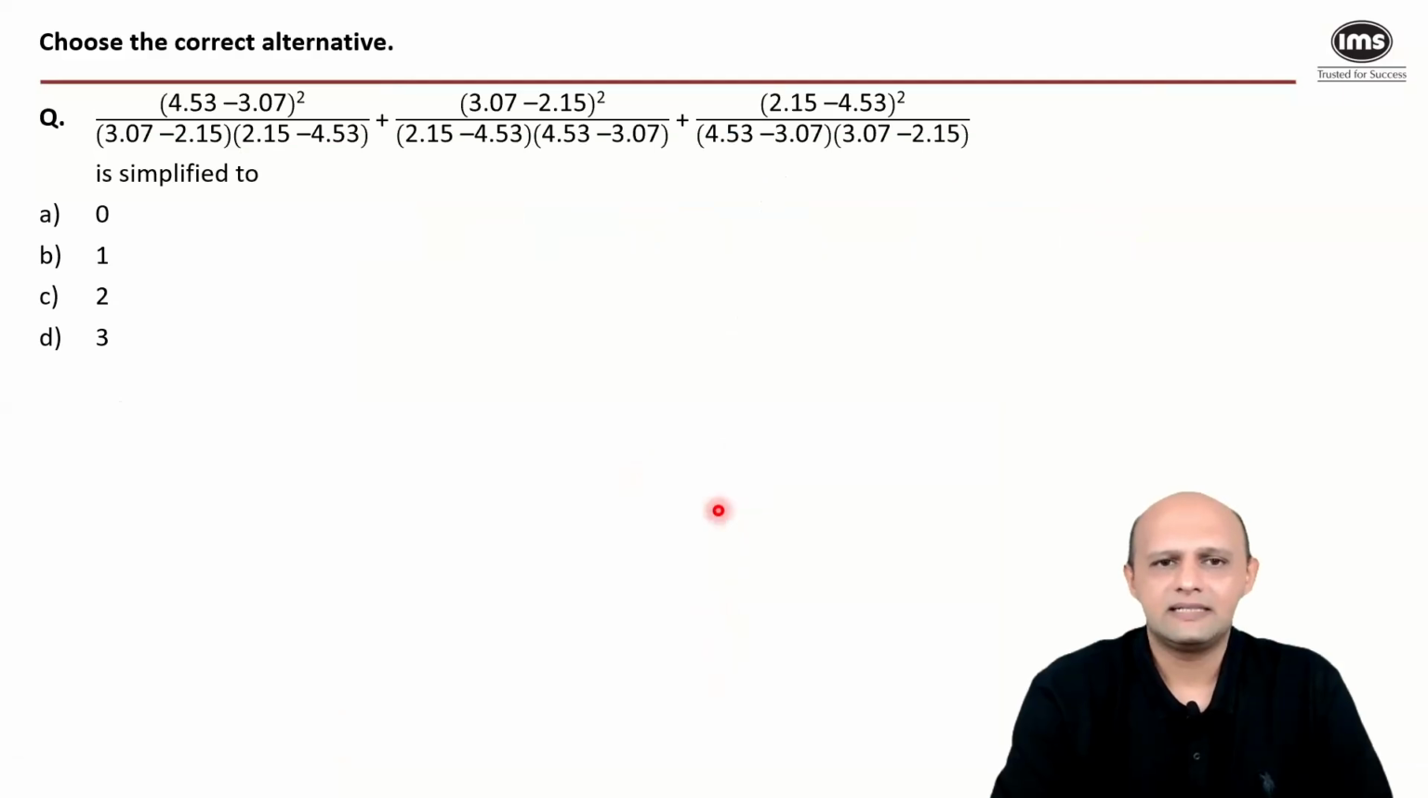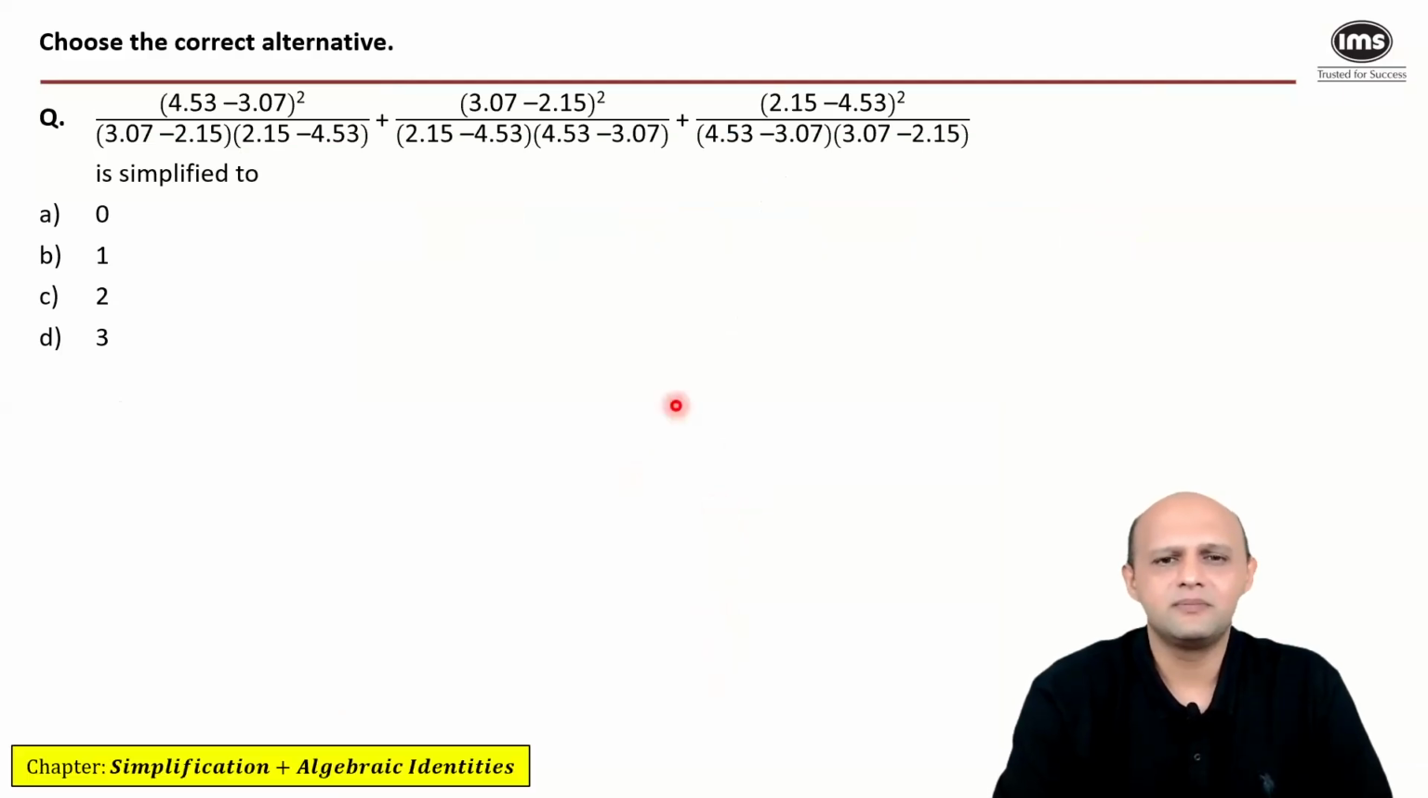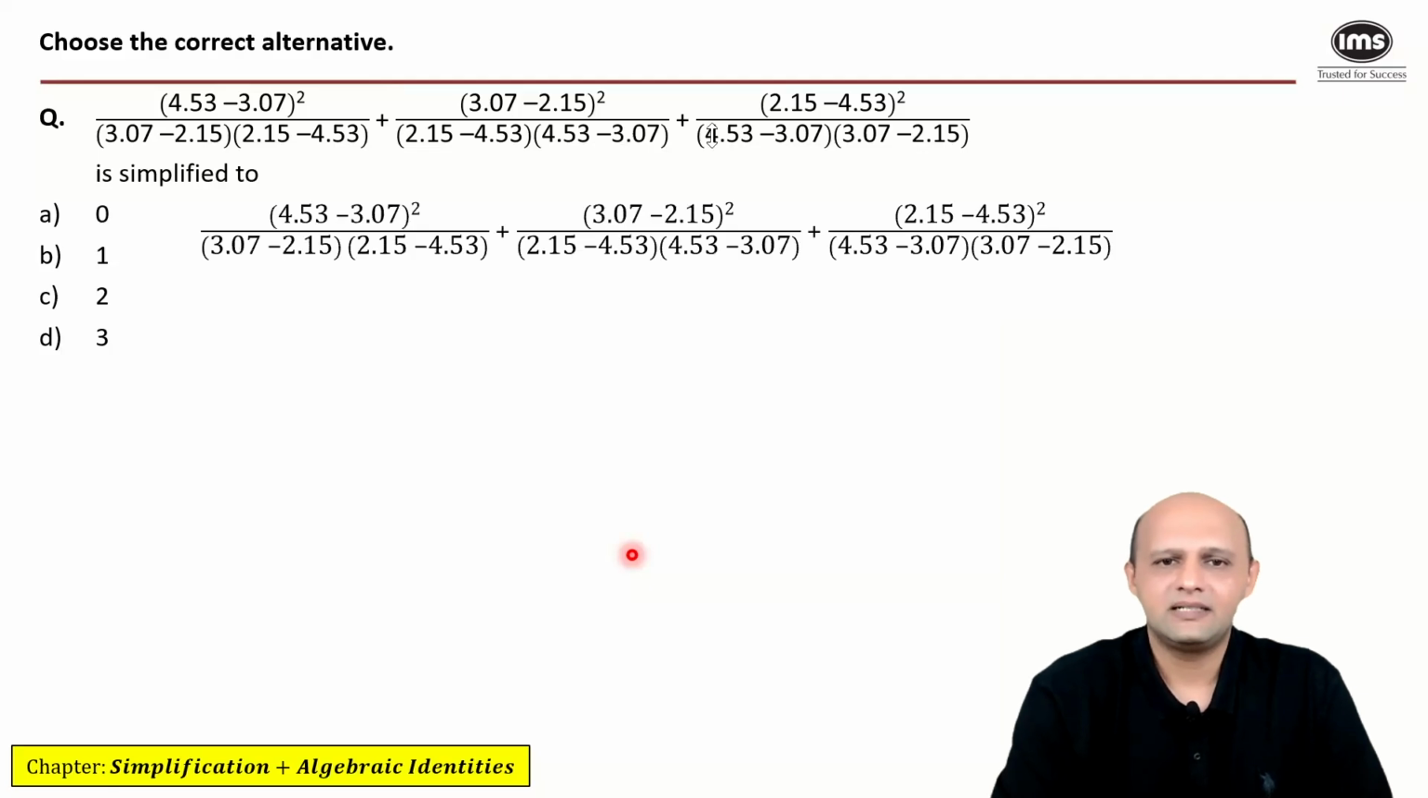Have a look at this question, essentially based on simplification. But what is even more important is to understand that there's an element of algebraic identities hidden here, which, if you miss out on, would take some time for you to solve this question. Let's look at it further.